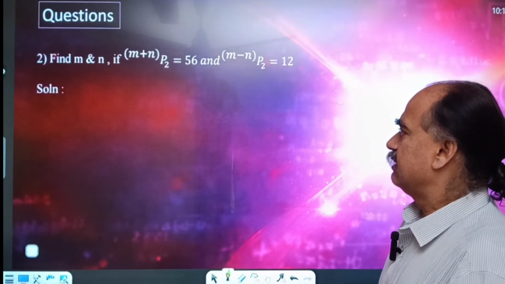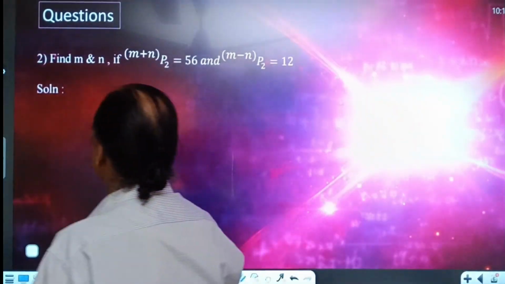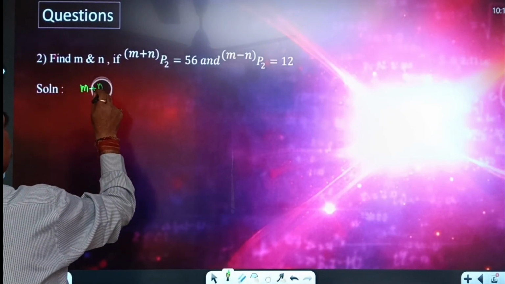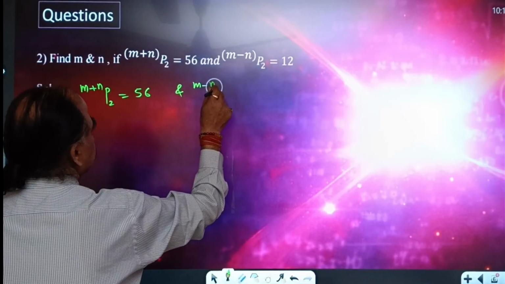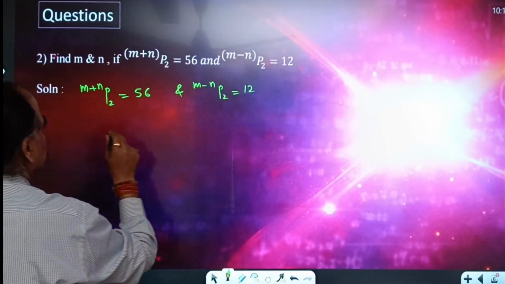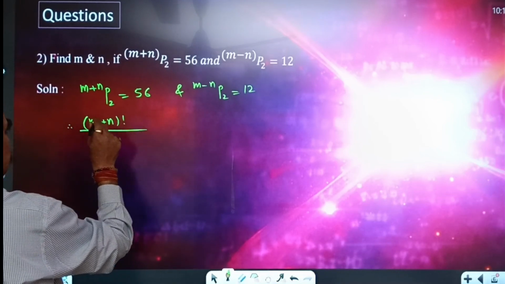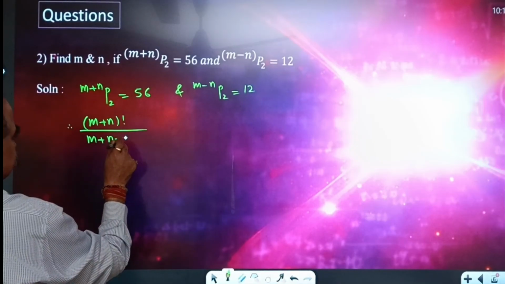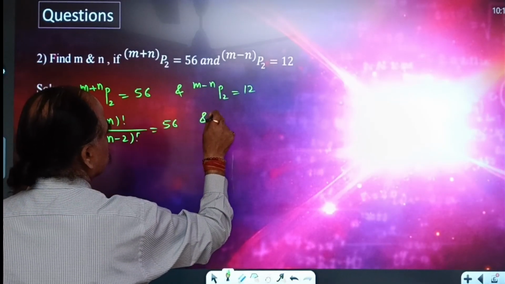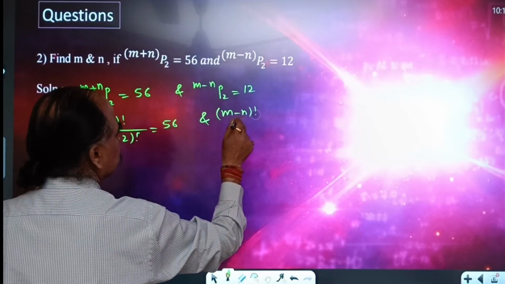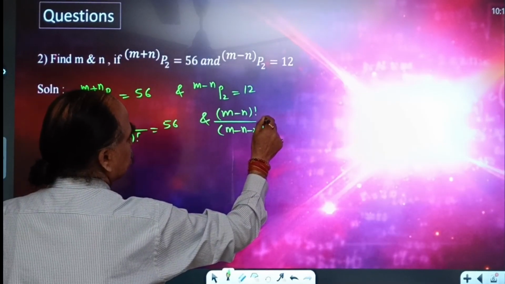Next is find m and n. If m plus n P2 is equal to 56 and m minus n P2 is 12. m plus n P2, m minus n P2 by definition is what, m plus n factorial upon m plus n minus 2 factorial, and m minus n factorial upon m minus n minus 2 factorial is equal to 12.